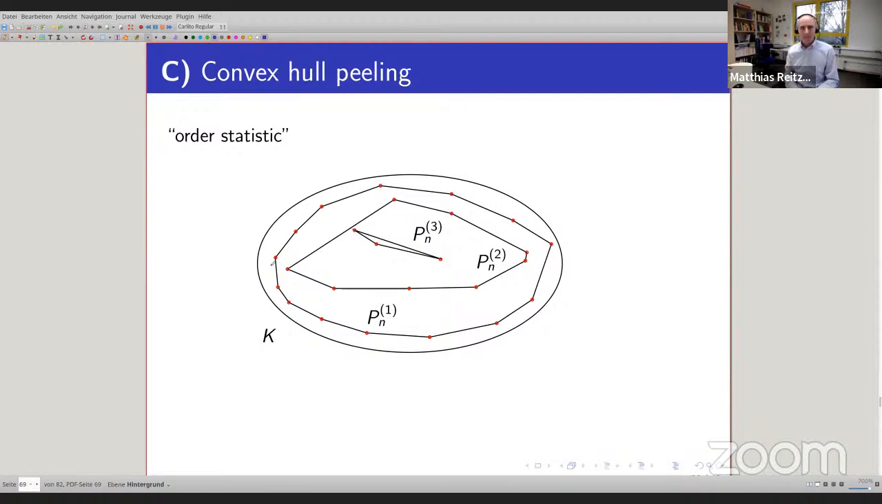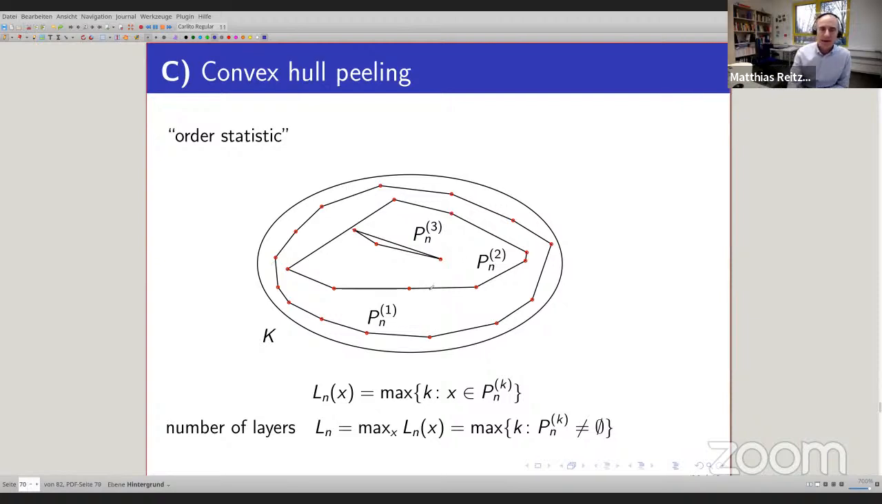And if you think about this order statistics, then suddenly a large number of questions arise. Clearly, the first question is how many extreme points are there and how many second extreme points are there? And how many layers are there? So in my picture here, you have 3 layers. How many layers will occur?